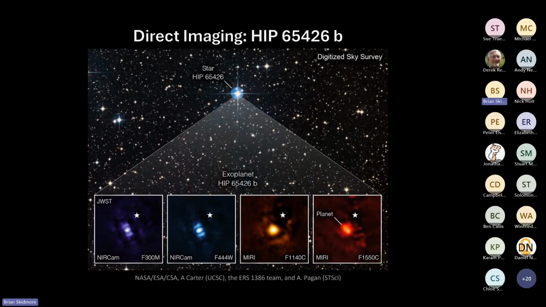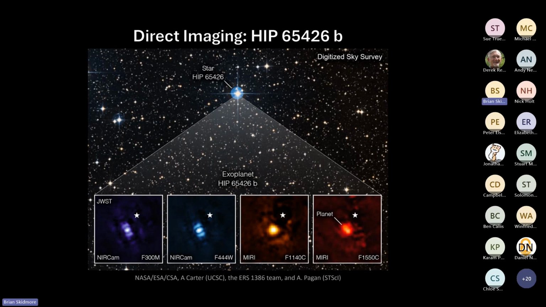So this is what's called a direct imaging of a planet. If a planet is sufficiently massive and sufficiently young, that means that it can be very bright compared to its host star, more than other planets. And that means that it's a candidate for being imaged directly. And this is one of them. This is 65426b, which has been imaged directly by JWST.